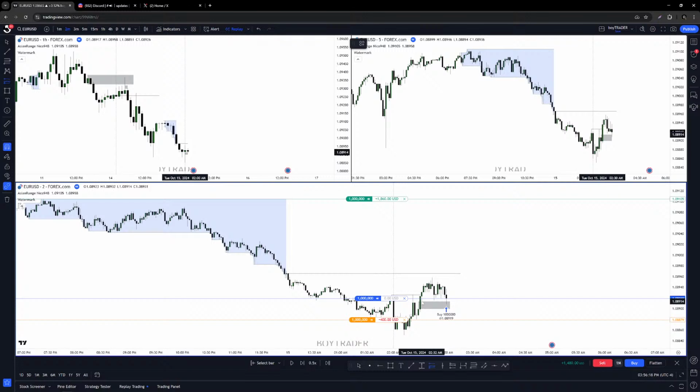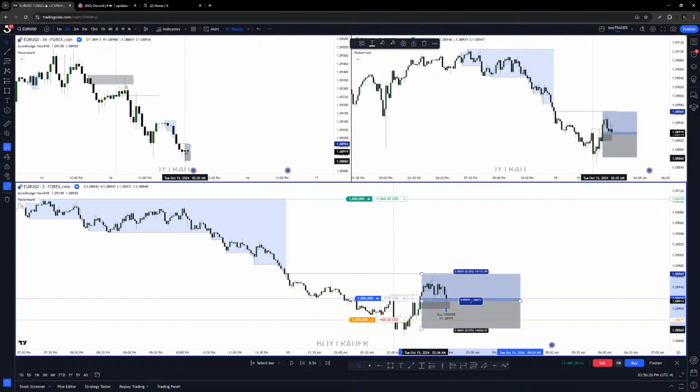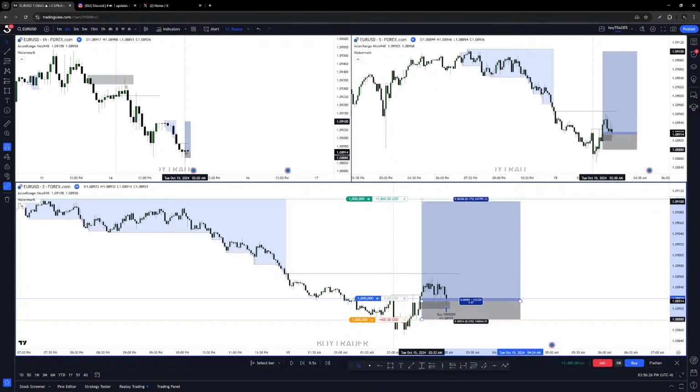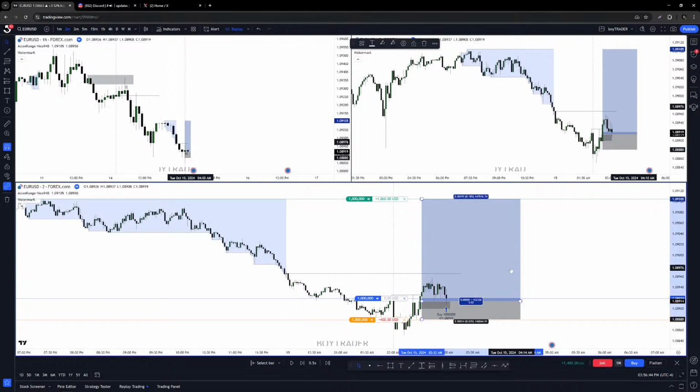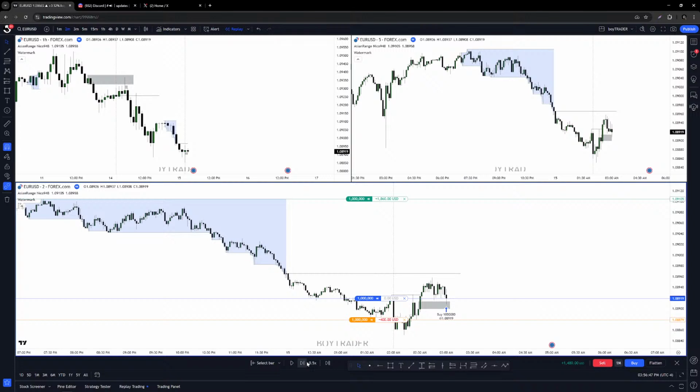Let me check. Yep. So this is kind of like 5.6 R, but let's just say 5 R. All right, so that's our risk. All right, we're going to continue.